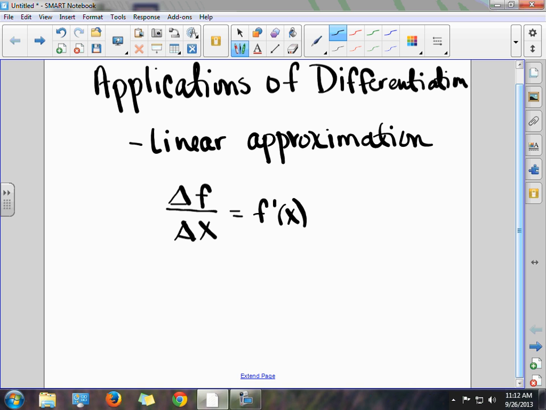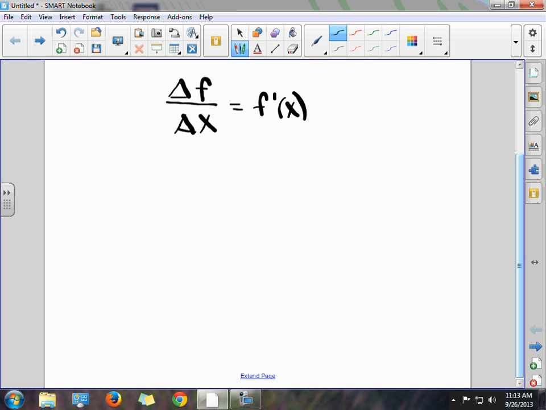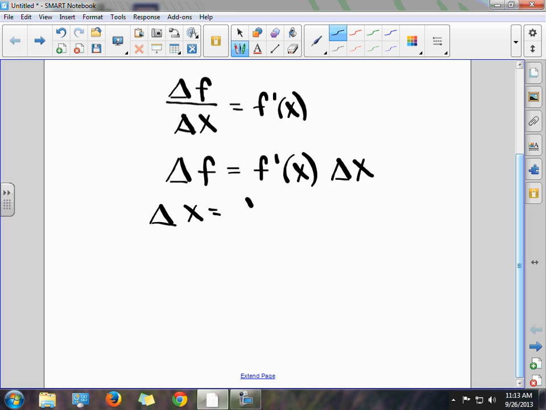So what we can do is use this equation to approximate an interval of our function f close to x. All we have to do is take the derivative at some point x and multiply it by the change in x. Generally, we would write it like this. We would be given some point a, and so it would be f prime of a times delta x. We'd also be given delta x.